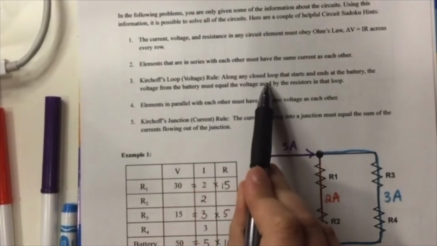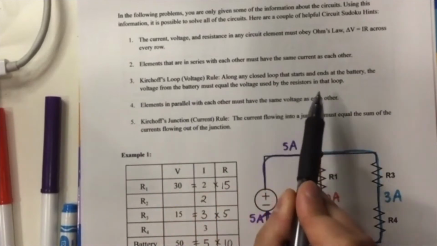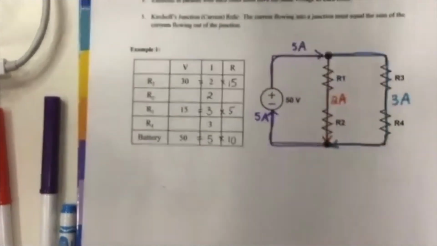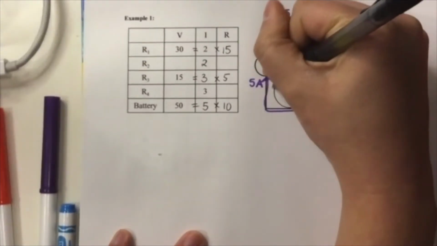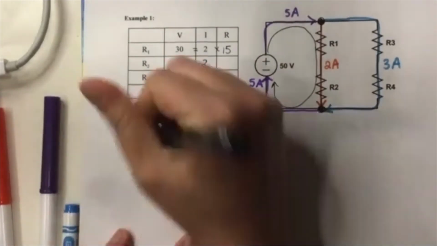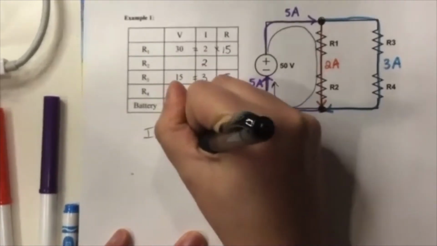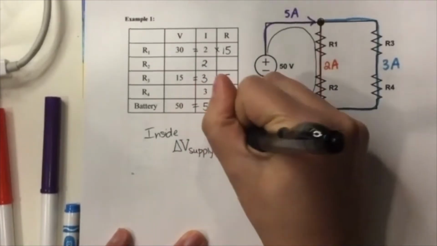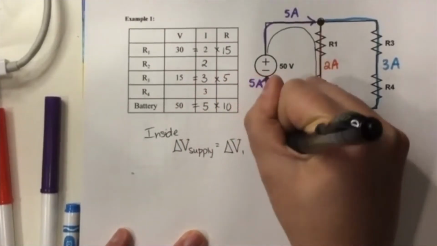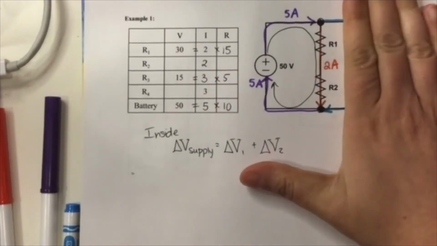So along any closed loop that starts and ends at the battery, the voltage from the battery must equal the voltage used by the resistors in that loop. So I'm going to define a loop that starts and ends at the battery, on the inside loop. The voltage from the battery, I'm going to write that as dV supply, gets used up by R1 and gets used up by R2. Since I defined this as the inner loop, I do not care what happens in the outer loop.